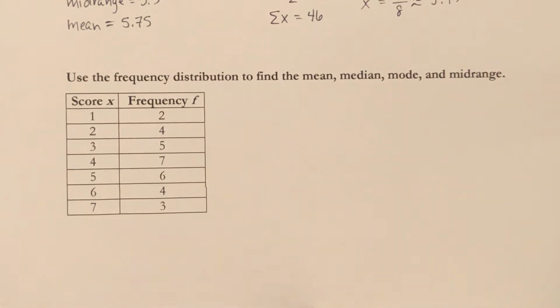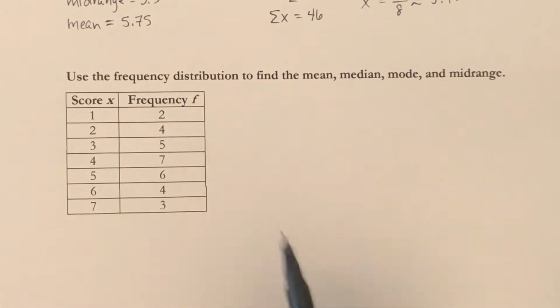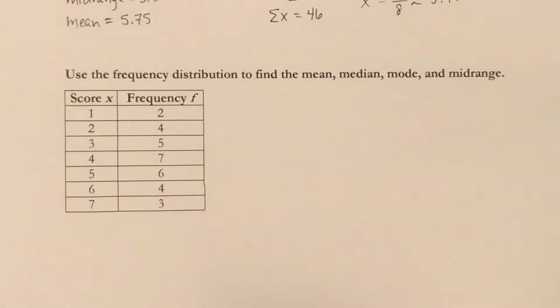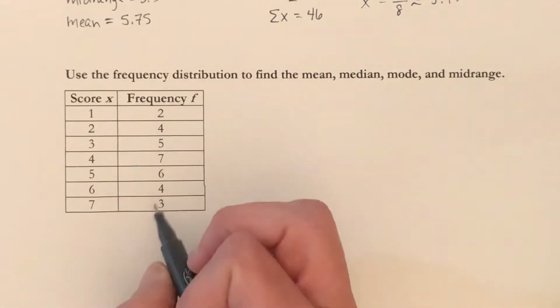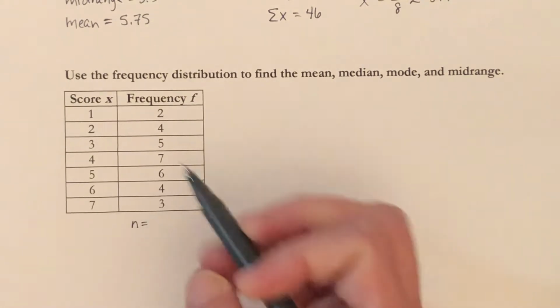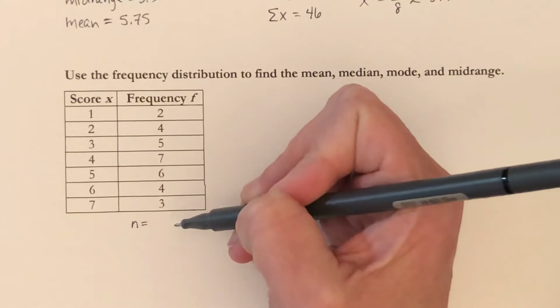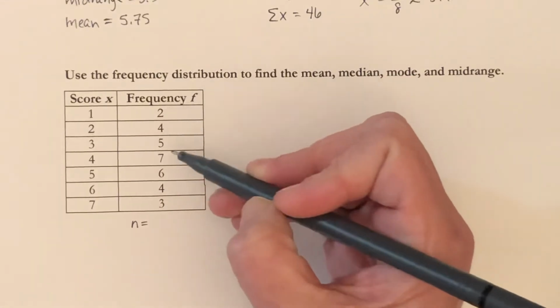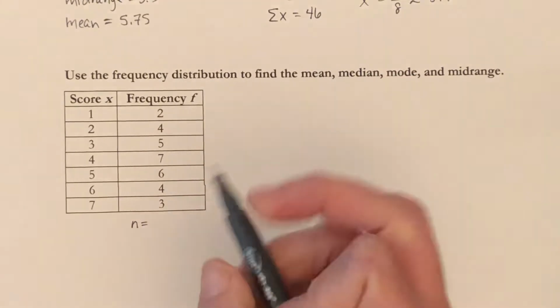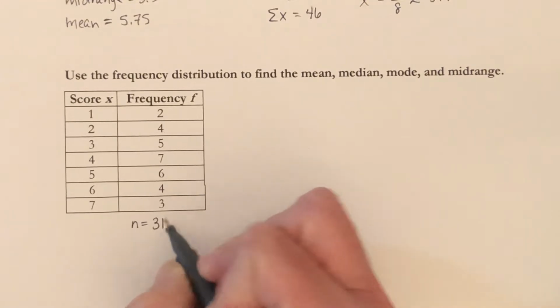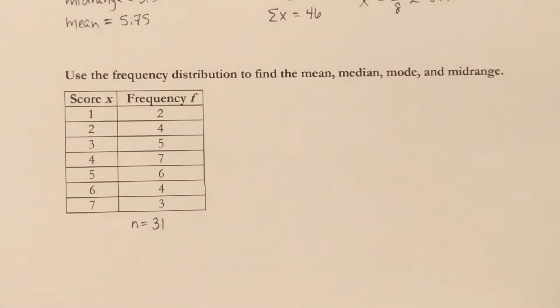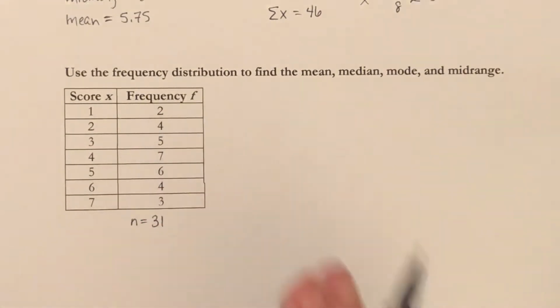One of the things that we do need is the total number of items. So our n value, to get that, we're going to add up all of these values. So if you add 2, 4, 5, 7, and so on, you get 31 items total. Okay.